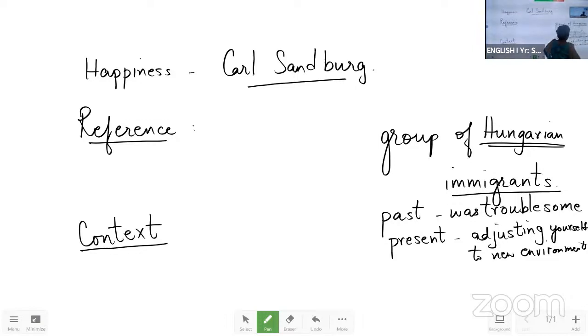It's troublesome. And then coming to the last, future. What does future hold for you? You don't know. It can be good, but it can equally be bad. But what were this group of Hungarians doing? They were enjoying themselves. They never thought about their troublesome past or what the future is going to hold.